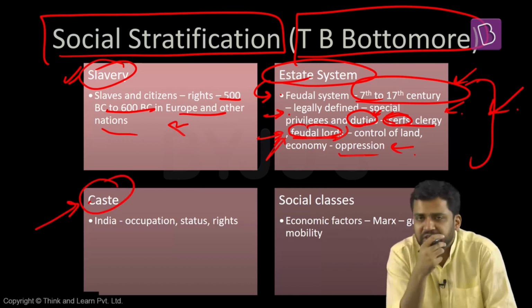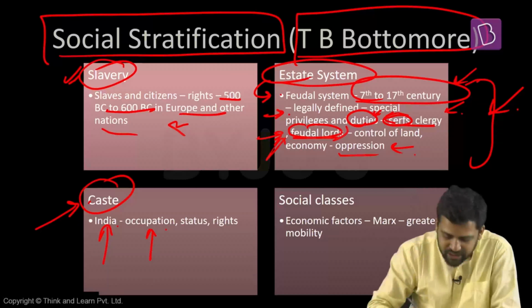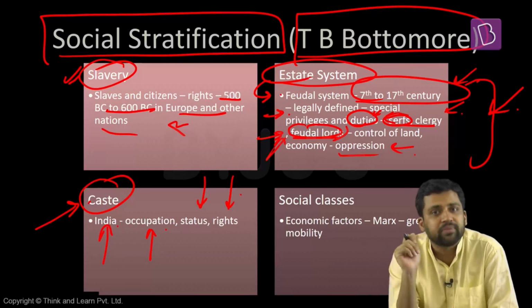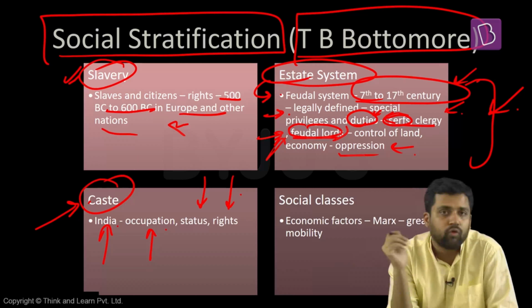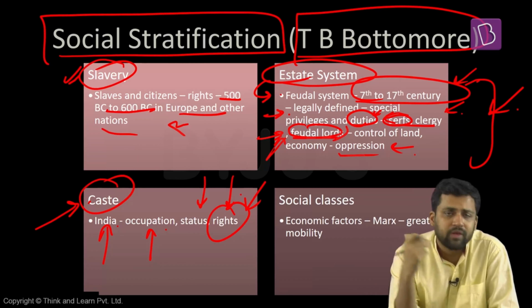Caste is again another kind of stratification. It was quite prevalent in India, now also it is prevalent. Caste decides one's occupation. It decides one's status in the society. It also decides one's rights. Those who were considered to be untouchables, who were outside the fourfold Varna system, did not have rights, or their rights were extremely curtailed. They did not have sufficient civil liberties. There will be a lot of restrictions on them.